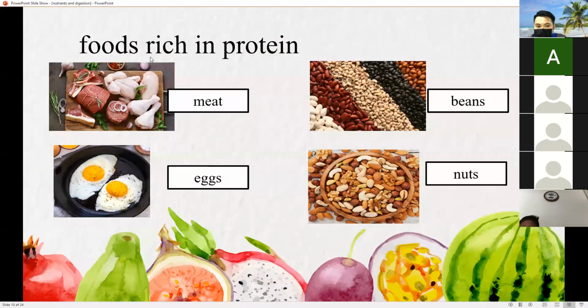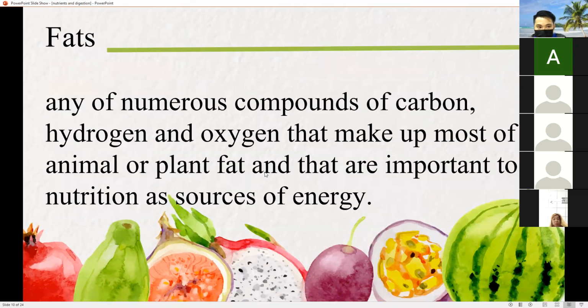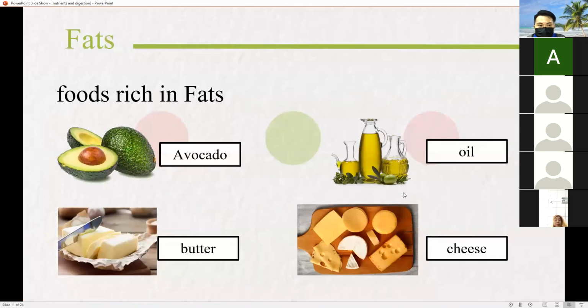These are the foods that are rich in protein. We have the meat, eggs, beans, and nuts. Fourth one, fats. Any of the numerous compounds of carbon, hydrogen, and oxygen that make up most of animal or plant fats and that are important to nutrition as sources of energy. We can get also energy here, but not that high.